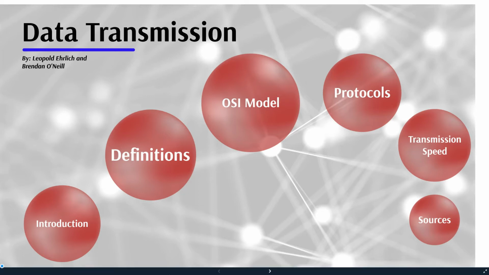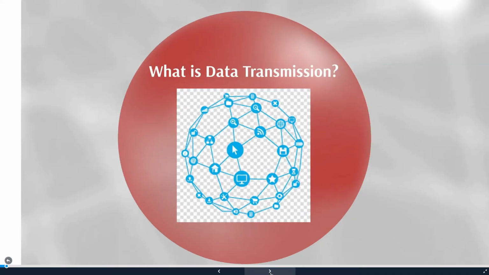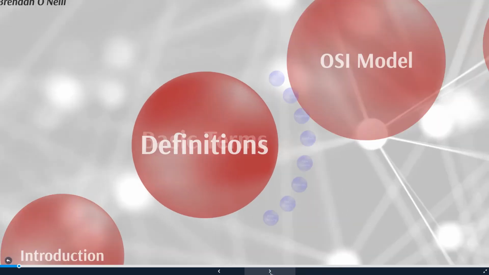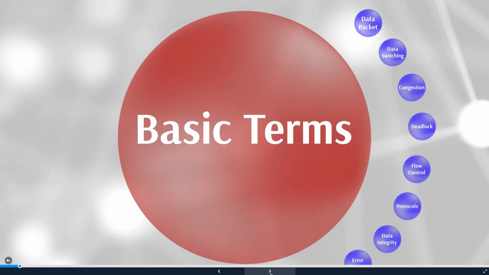Alright, so we've been doing data transmission, and data transmission is the process of sending digital or analog data over a communication medium to one or more computing network or communication or electronic devices. So it's basically how information goes from one point in a network to another. Alright, and first let's go through a few terms. The first is going to be data packet.